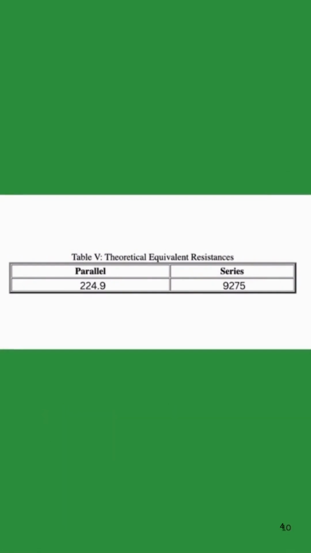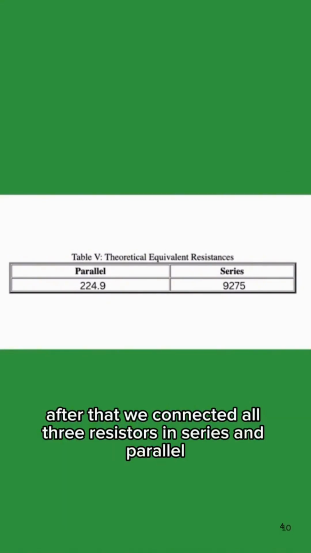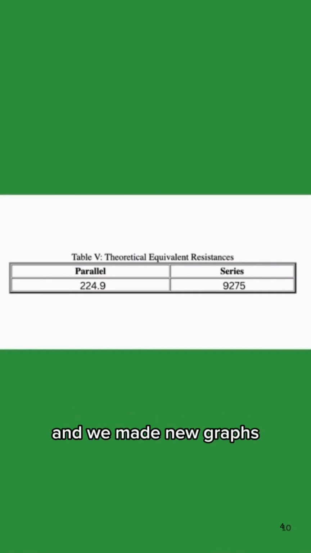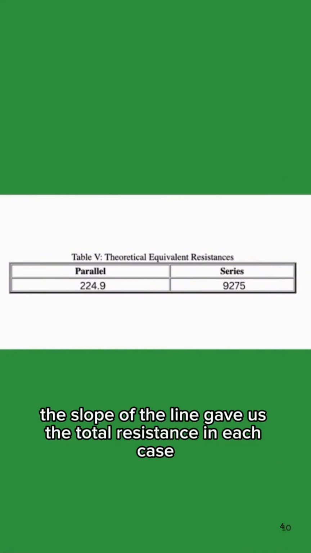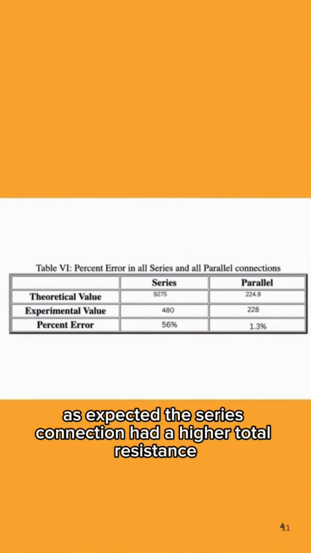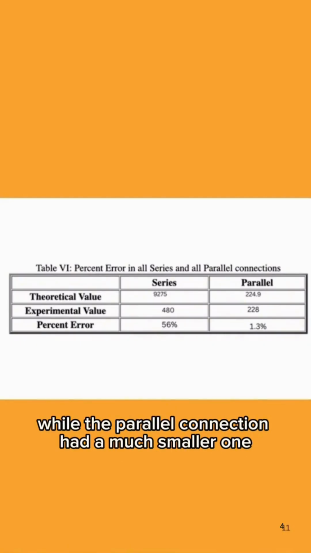After that, we connected all 3 resistors in series and parallel, and we collected the voltage and current data again. And we made new graphs. The slope of the line gave us the total resistance in each case. As expected, the series connection had a higher total resistance, while the parallel connection had a much smaller one.